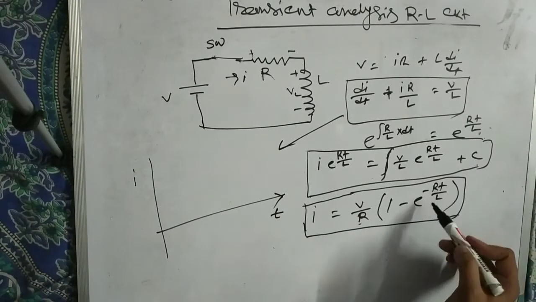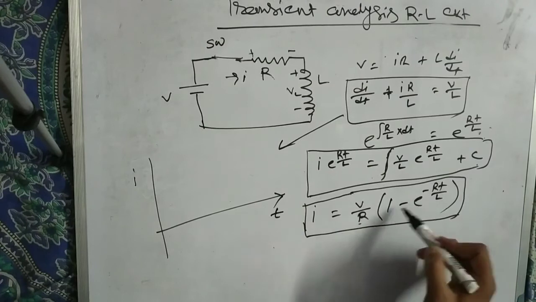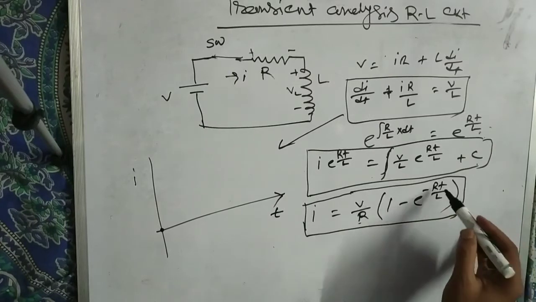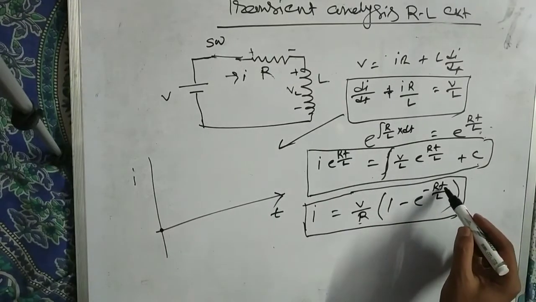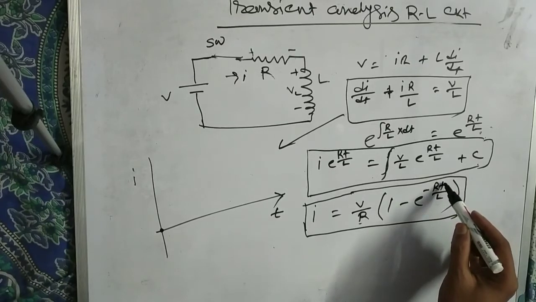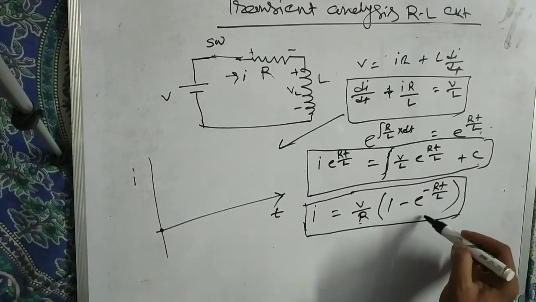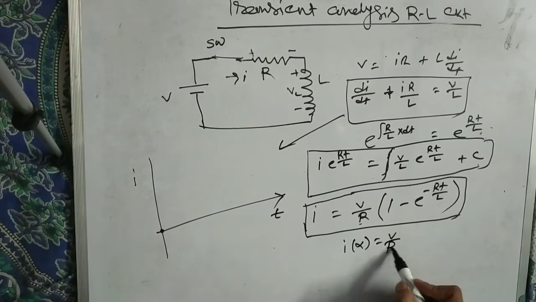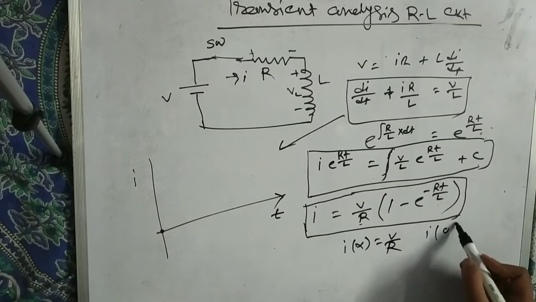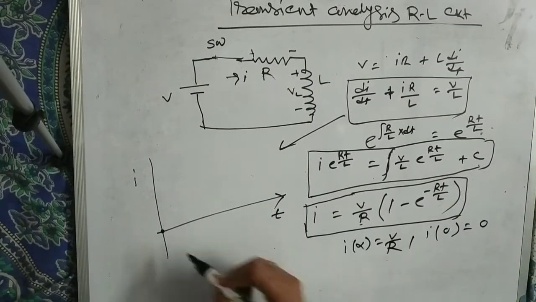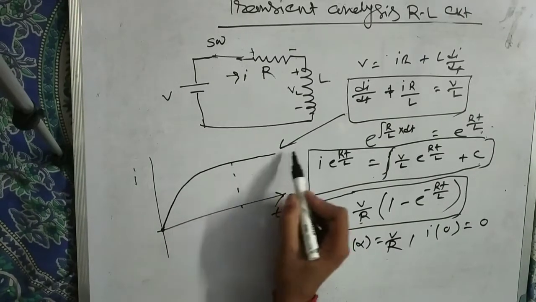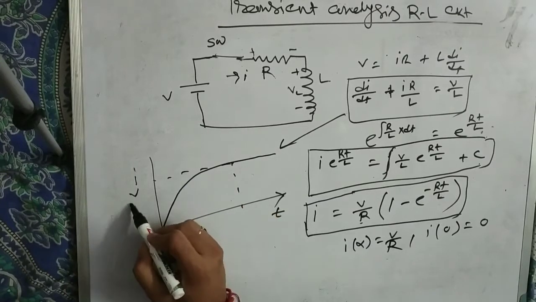At T equal to 0, how much current will be flowing? E to the power 0 means 1, 1 minus 1 means 0 ampere. At T equal to infinity, the current will be how much value? T equal to infinite means 1 by e to the power infinity, which is 1 by infinite, means 0. So I infinite equal to V by R and I0 equal to 0. So at infinite the current will be V by R.